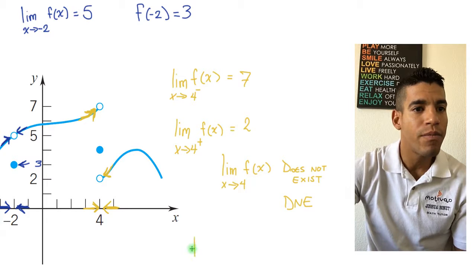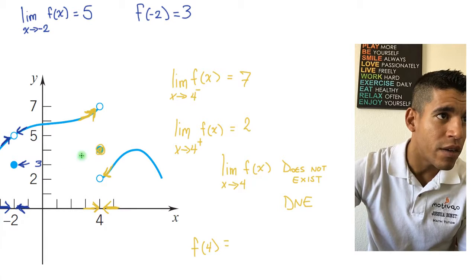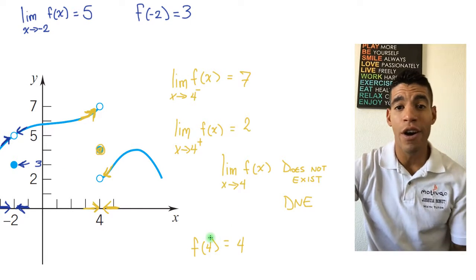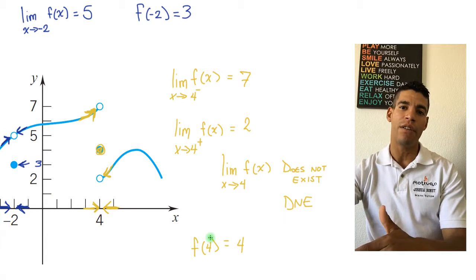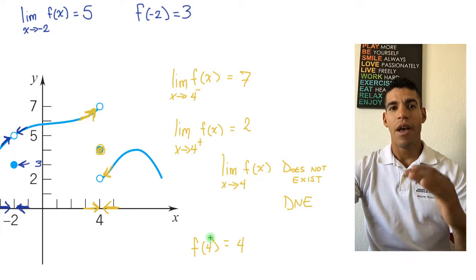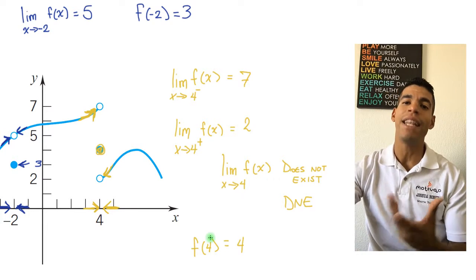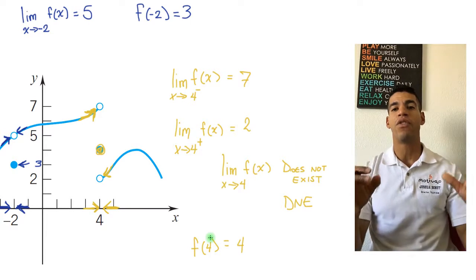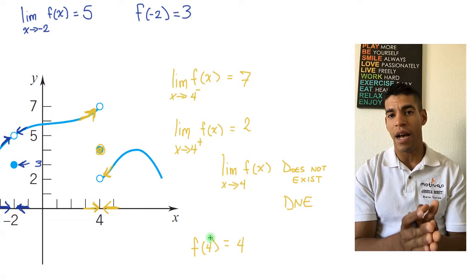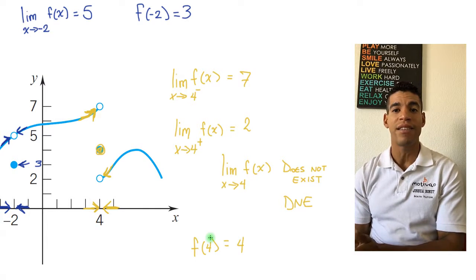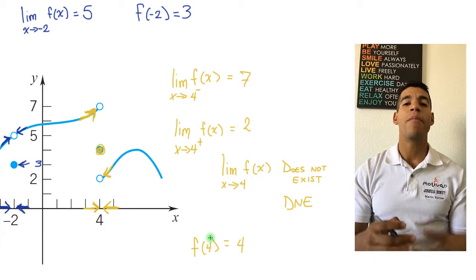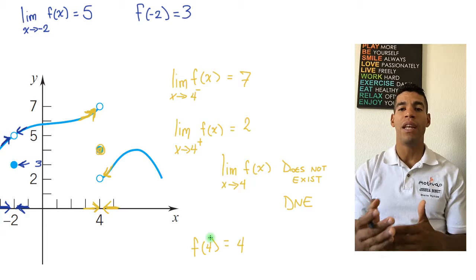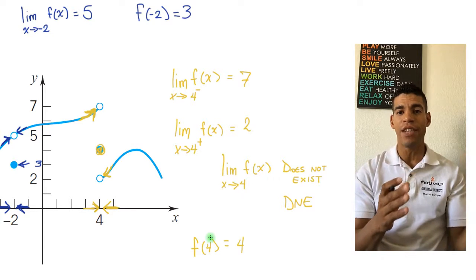So f of 4. At 4, we have this shaded one, which is 4. So at 4, there is a value. There is a number applicable to that x value, which is 4. But the limit does not exist. So again, that's the separation of those two concepts. At the point, you can have a value and the limit does not exist. But you can also have a limit and at the point not have a value.